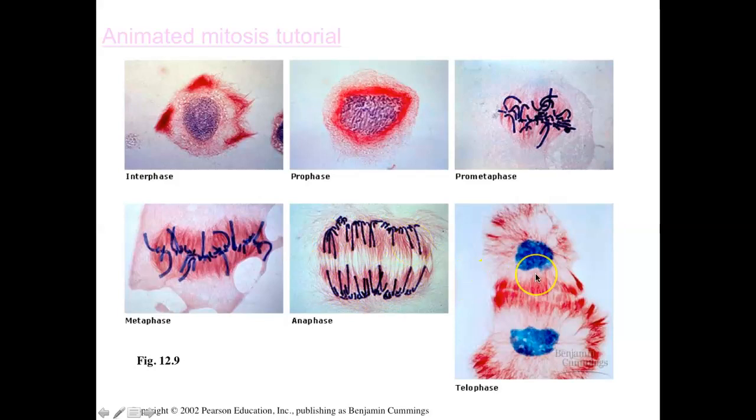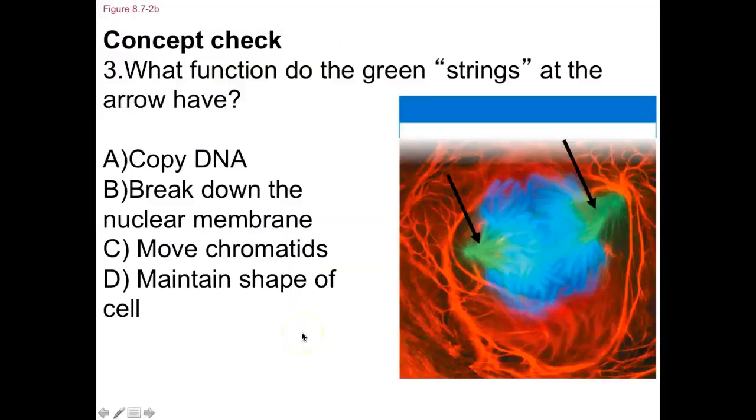And in telophase, we have two cells now, and we have the nuclei of those two cells forming again, and those visible chromosomes are gone. They are now going to unravel and become chromatin once again. So that is a great image for you guys to remember, and you should be able to identify images of cells or diagrams of cells and identify the phase. Here's a third concept check.